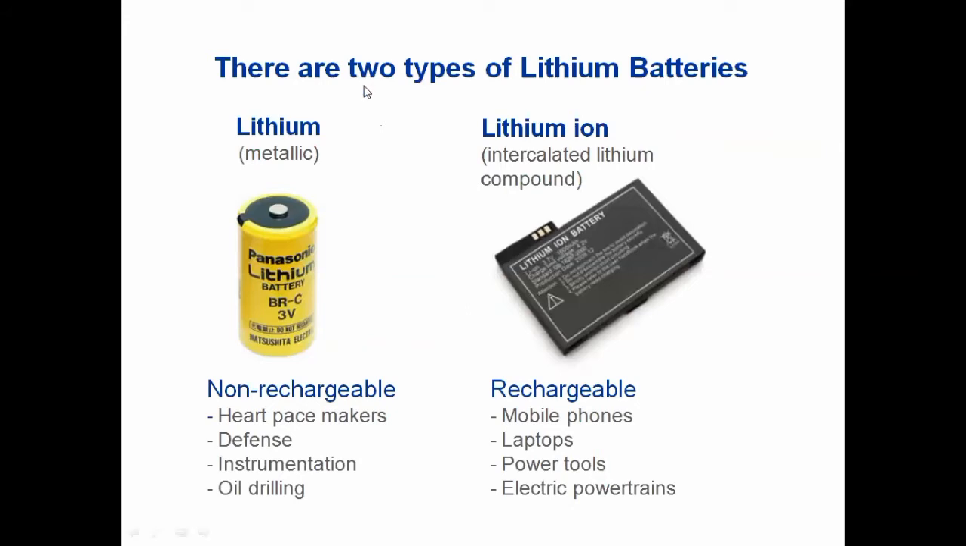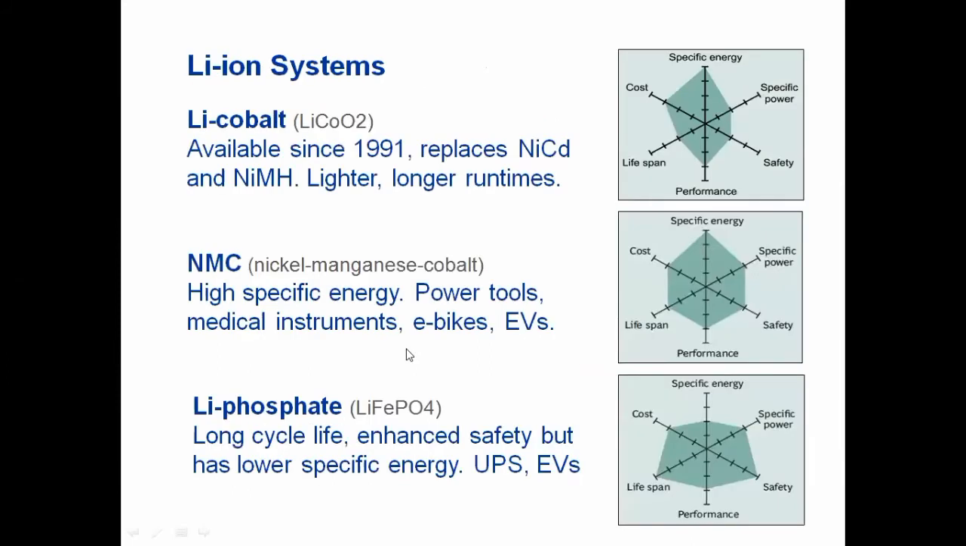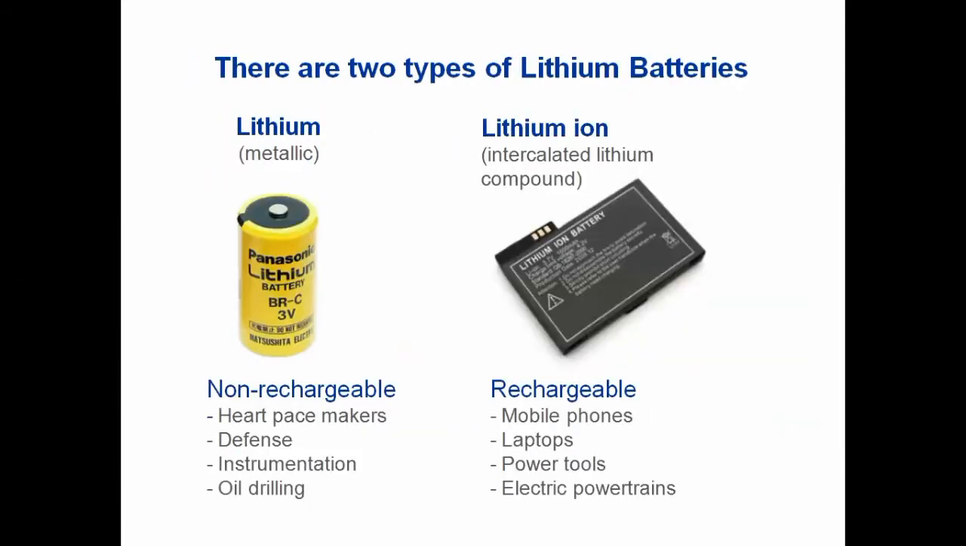Lithium batteries, types of lithium batteries. We have lithium metallic and lithium ion, where in lithium ion the lithium is intercalated. In this way, we can classify lithium and lithium ion batteries. Lithium metallic batteries are non-rechargeable, so we can only use them one time. They are used in pacemakers, defense systems, instrumentation, and oil drilling. Lithium ion batteries are rechargeable, and are used in mobile phones, laptops, power tools, and electric power lines.